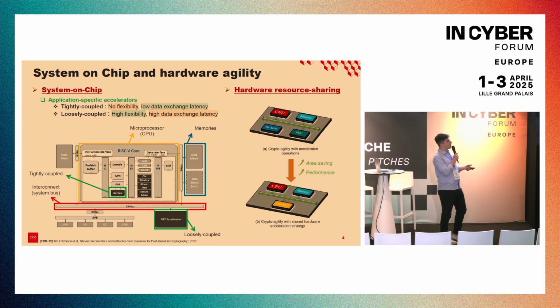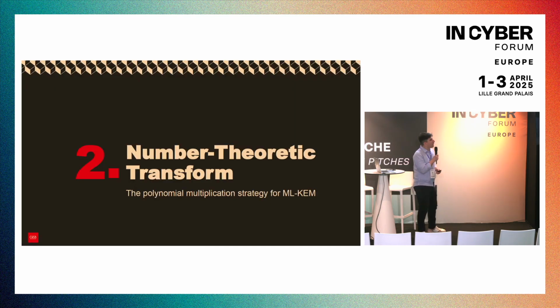So in this case, we will talk about hardware resource sharing, where the scenario that we want to meet is the proposal of a unique sharing hardware accelerator, which is not only able to improve the performance of the target operation, but also to take fewer hardware resources with respect to the sum of the stand-alone accelerators for the target algorithm. So now we will describe a little bit the two polynomial multiplication techniques.